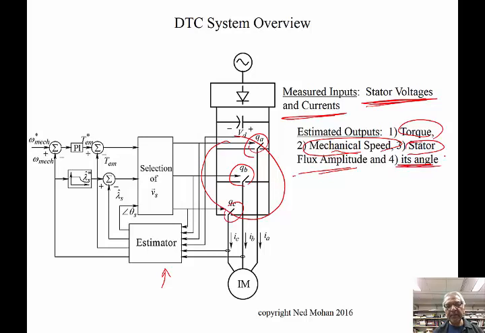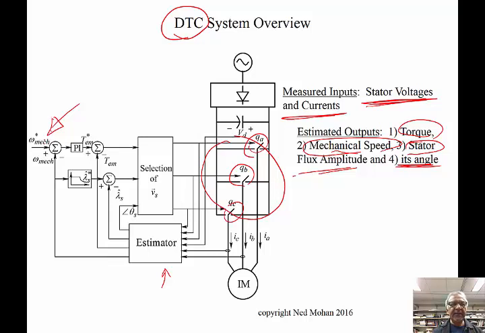So the bottom line is that in DTC, our intent is to keep the amplitude of the stator flux within a certain band, and then directly provide the torque that this machine needs based on some outer loops, like controlling the speed, as is the case in this overview here. So we can go a little bit further into it.